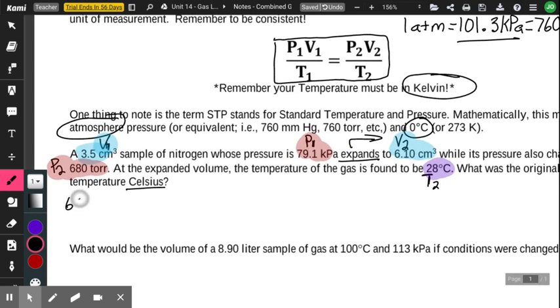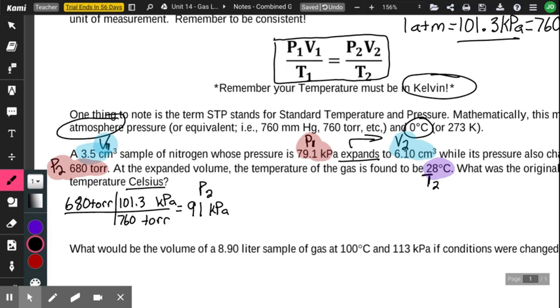So I have 680 torr, and I want to convert torr into kPa. My conversion is for every 101.3 kPa, I have 760 torr. So I'm going to type that into my calculator, and what I find is that I have 91 kPa. Now I have my pressure 2. So this is pressure 2 now.